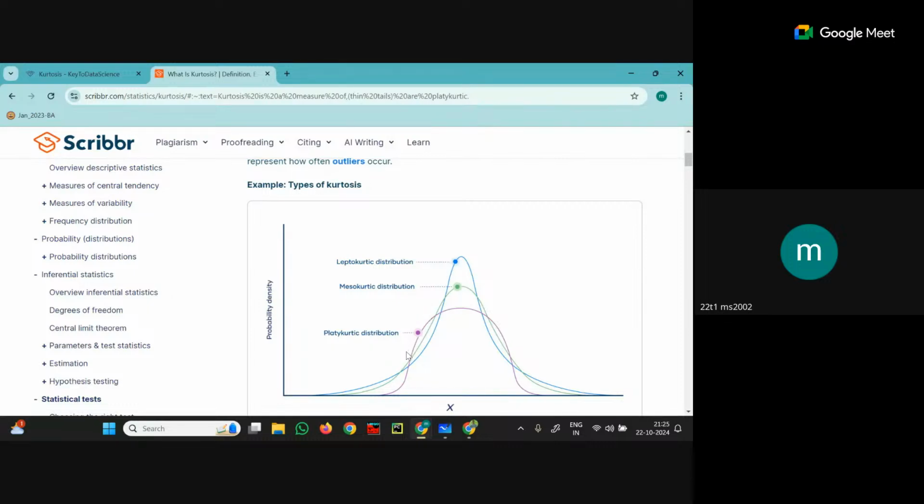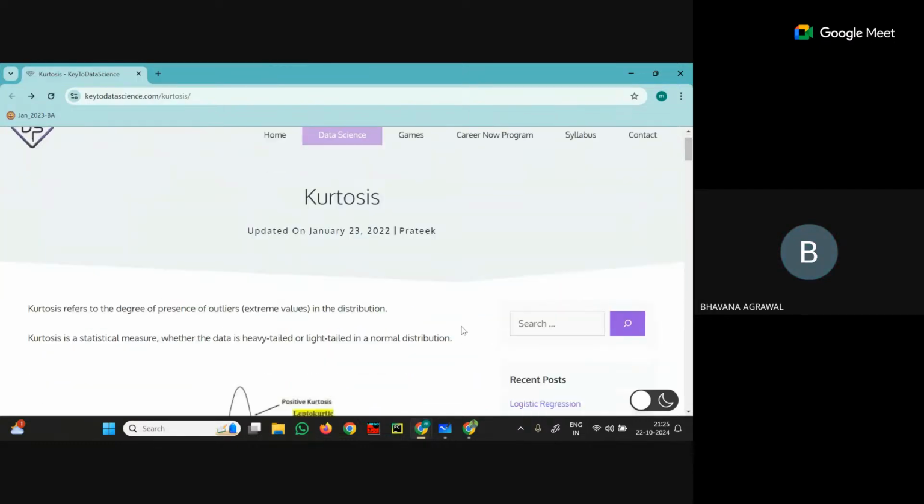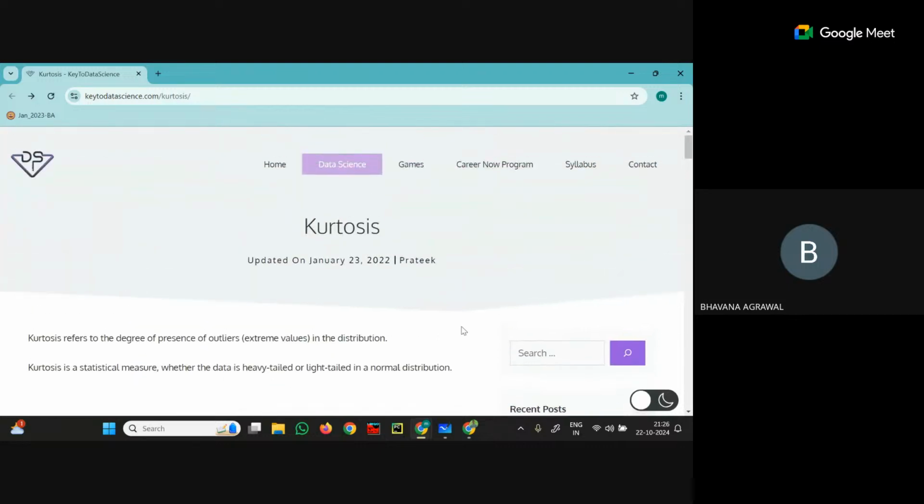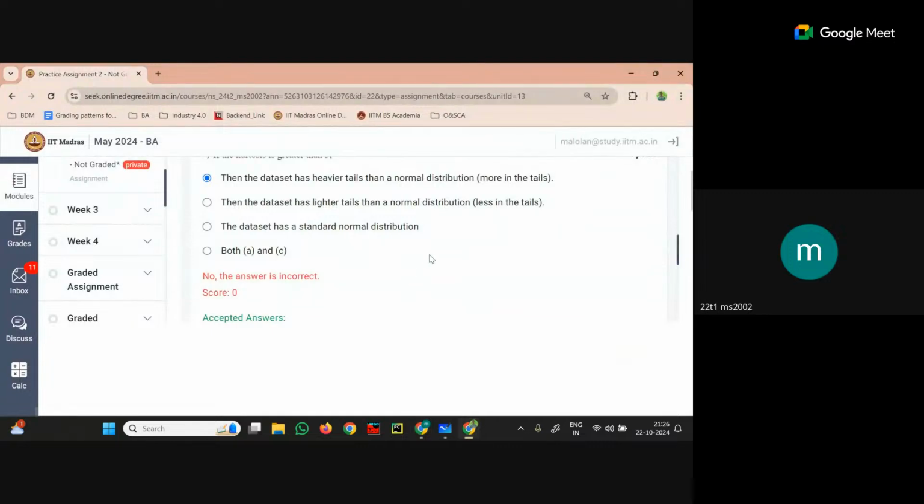Leptokurtic, mesokurtic, and platykurtic. Mesokurtic is a normal distribution. Standard normal distribution, mesokurtic. You don't have to call it standard normal, because standard normal means the mean has to be 0 and the variance has to be 1. It's just a normal distribution. When you standardize anything, it will become 0, 1.